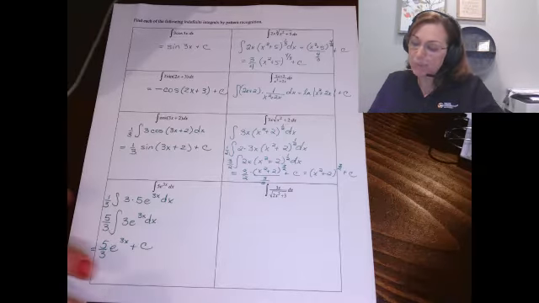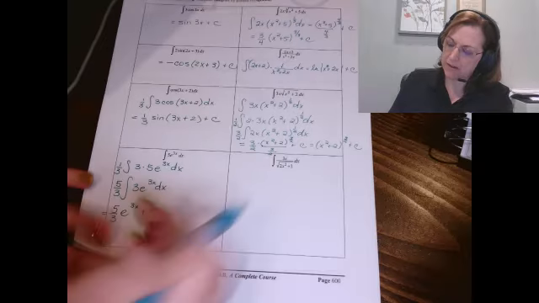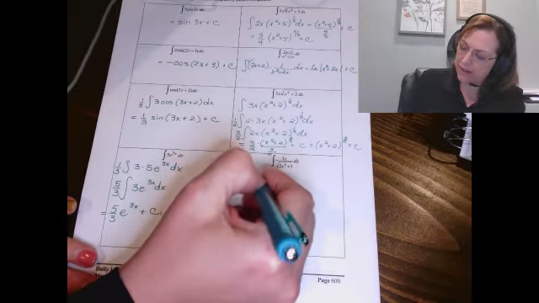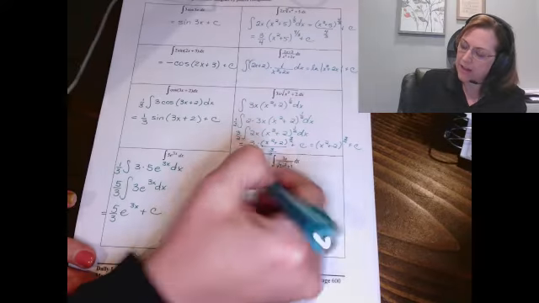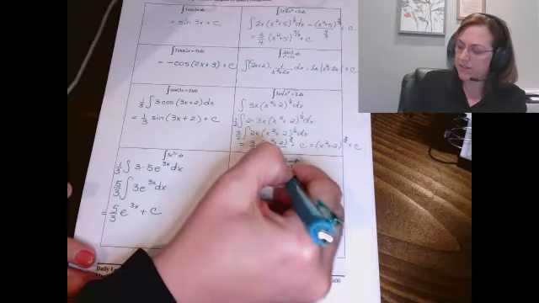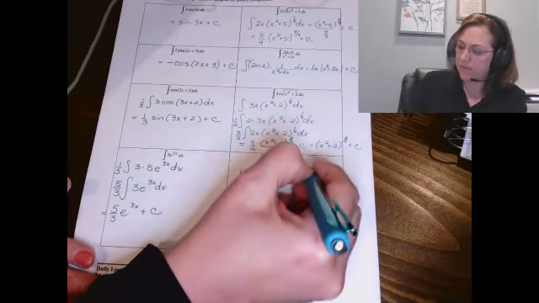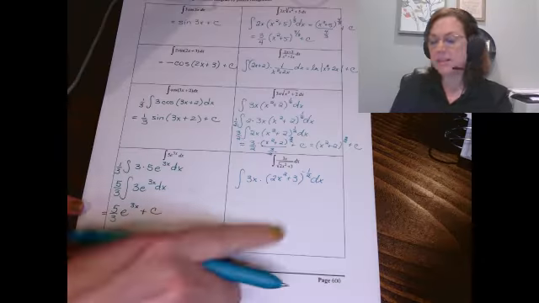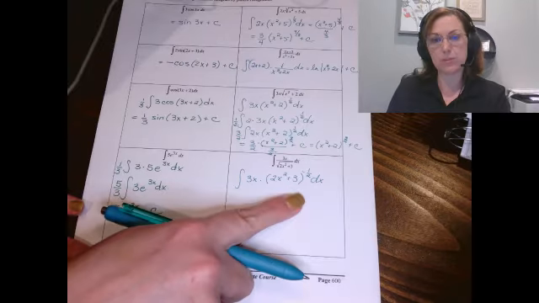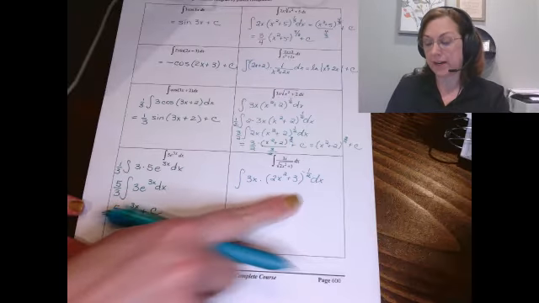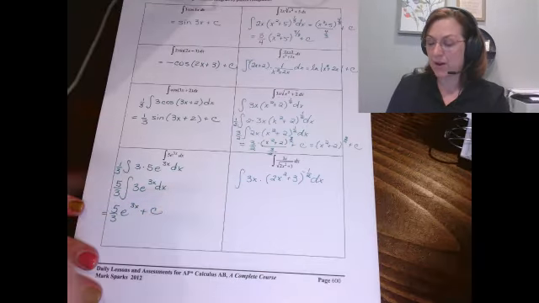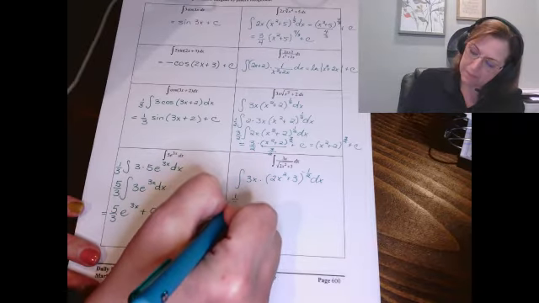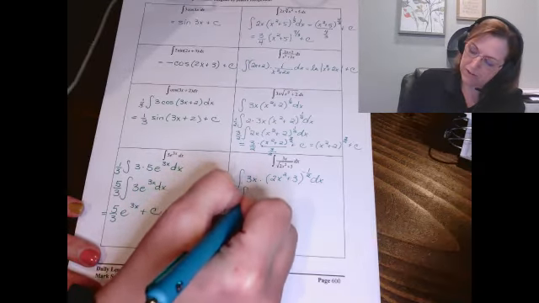Okay, last one of this type. Let me rewrite, so I want to kind of make it clear what we're looking at. So I've got 3x times 2x squared plus 3 to the negative 1/2 dx. So my inside function is 2x squared plus 3. The derivative would be 4x. I've got the x, but I don't have the 4. So I'm going to put the 4 there as long as I put a 1/4 in front.